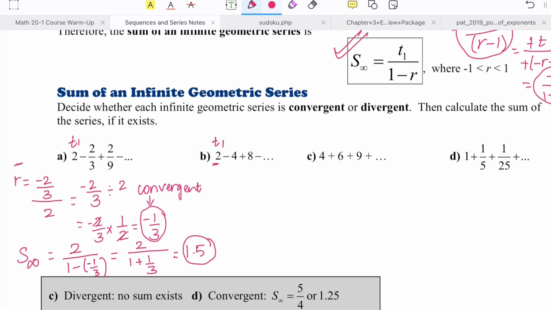T1 is 2. Ratio is -4 over 2, which is -2. Now, is -2 in between -1 and 1, or is it bigger than 1 or less than -1? It's less than -1, right? That means it's divergent, right? Can we find the sum for this? No, no sum exists.